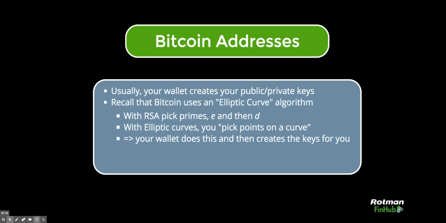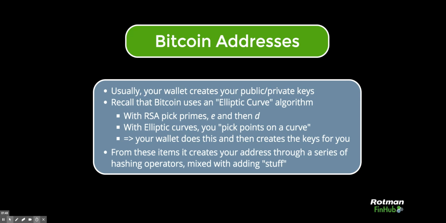What Bitcoin does, and the same for Ethereum, is use something called an elliptic curve algorithm, which starts by picking points on the curve. If we relate this to the RSA algorithm that I talked about before, that is based on picking primes. Then it relates to the number E that you pick, and then you have a number D, which is also the result of picking this other number K. So your wallet creates and finds all of these items for you, and then from those items, it creates your address.